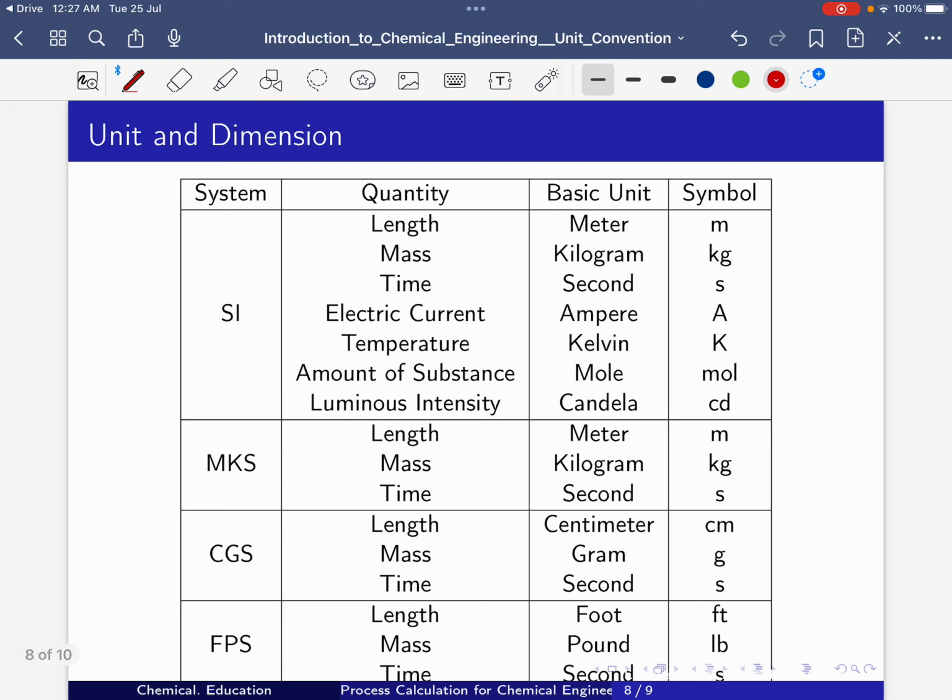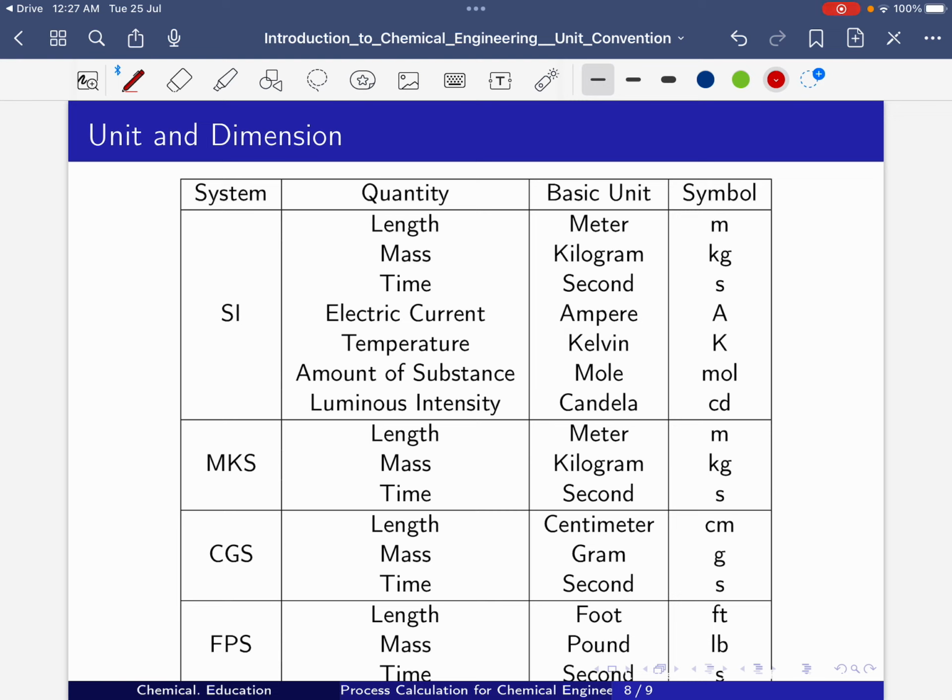Now here four systems are there. One is the international system, the meter, kilogram, second system, then the CGS system, centimeter, gram, second, and the FPS system, foot, pound, second. So four systems are there. Sometimes a question comes where you have to convert a unit from one system to another system.